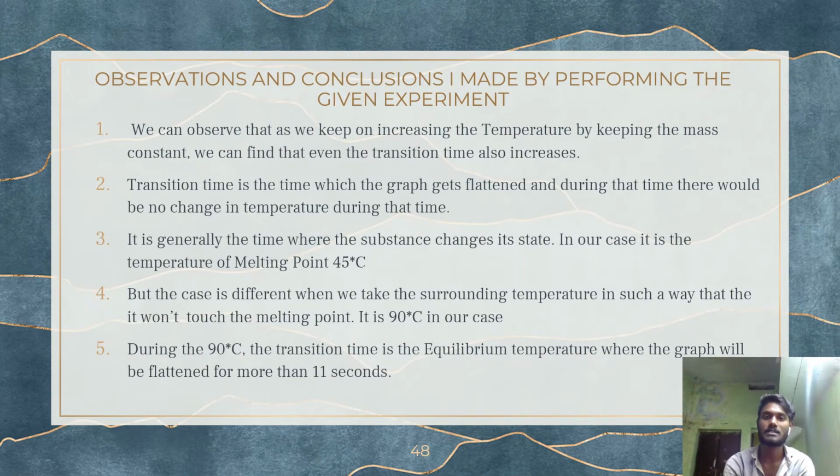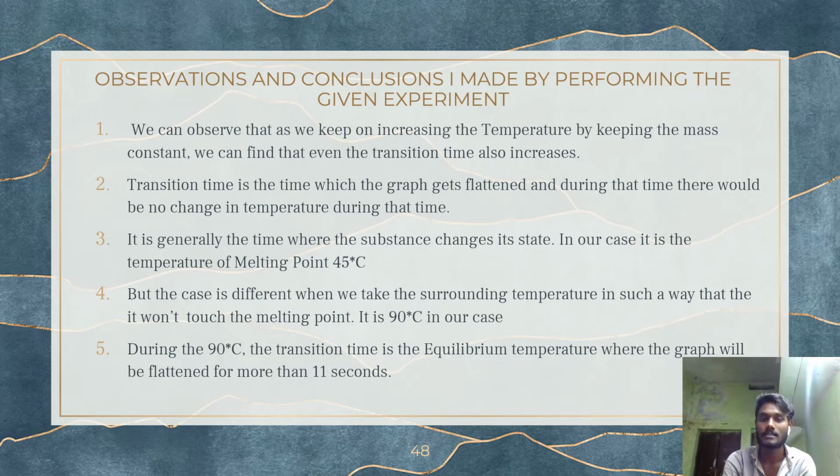Here the observations and conclusions are made by performing the given experiment. We can observe that as we keep on increasing the temperature while keeping the mass constant, the transition time also increases. Transition time is the time during which the graph gets flattened, and during that time there is no change in temperature. It is generally the time where the substance changes its state. In our case, it is the melting point temperature of 45 degrees Celsius.